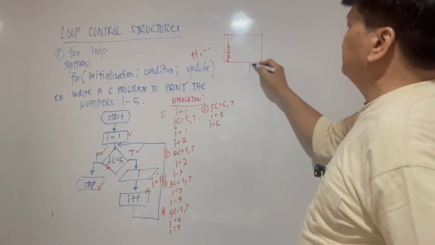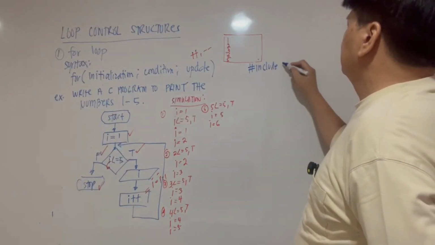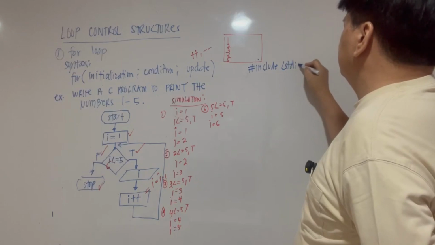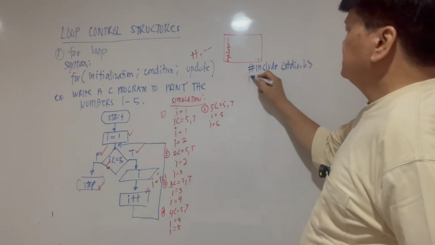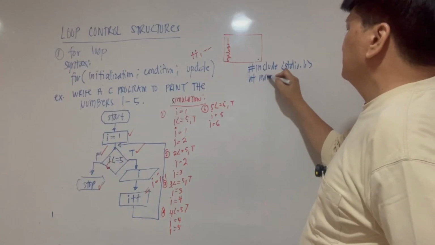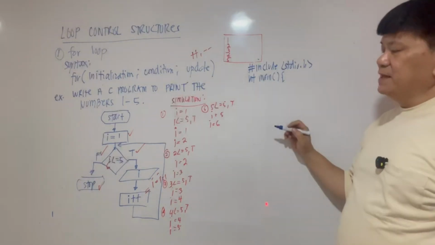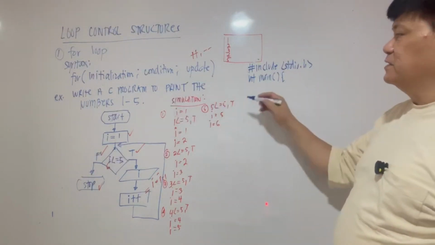Again, our program starts with this preprocessor directive, the include directive stdio.h. Next is the entry point to C programming. So you have there, we can just say begin there. Then let's proceed to the for loop.